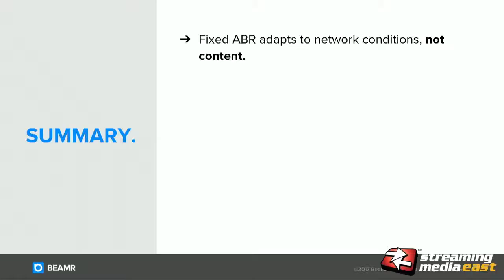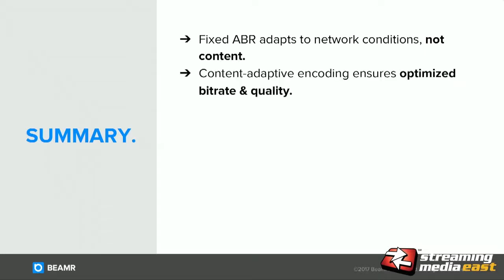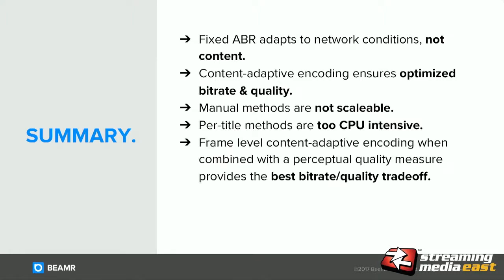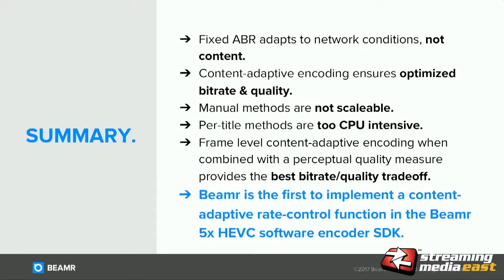Okay, quick summary. Fixed ABR adapts to network conditions, not content. So content adaptive encoding obviously ensures optimized bit rate and quality. Manual methods aren't scalable. Per title methods are just too CPU intensive for most of us. Not everybody, but for most of us. Frame level content adaptive encoding really offers the only real solution for best bit rate and quality trade-off. And we are the first to actually have implemented a commercial content adaptive solution, and that's in the product Beamr 5X and also in our Beamr Optimizer. So come see us at booth 120.